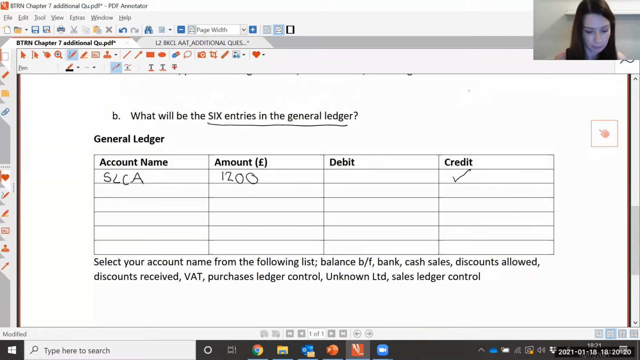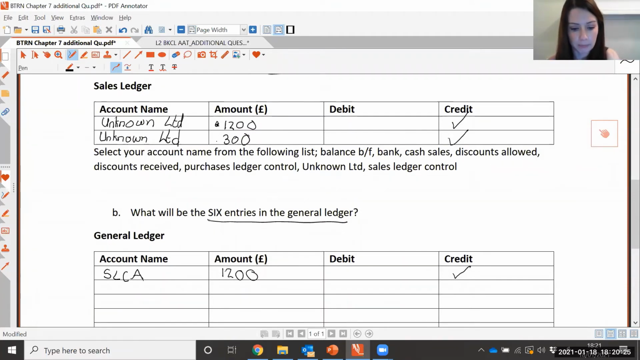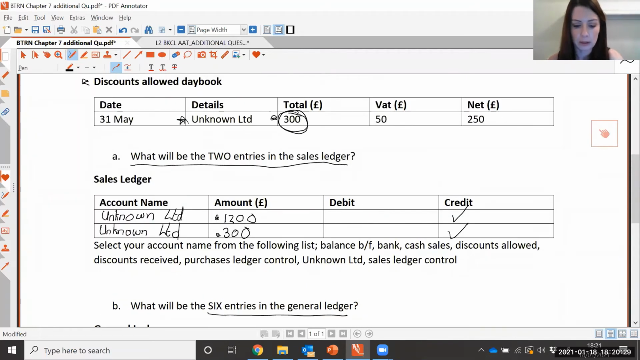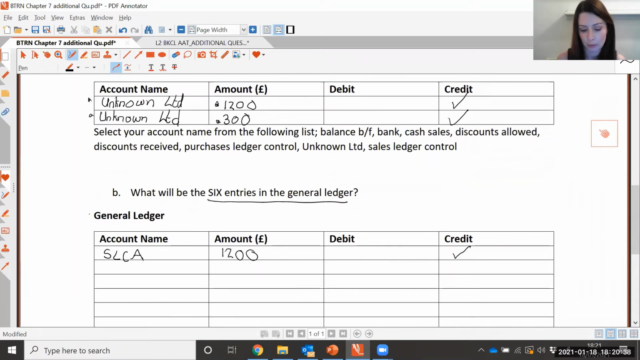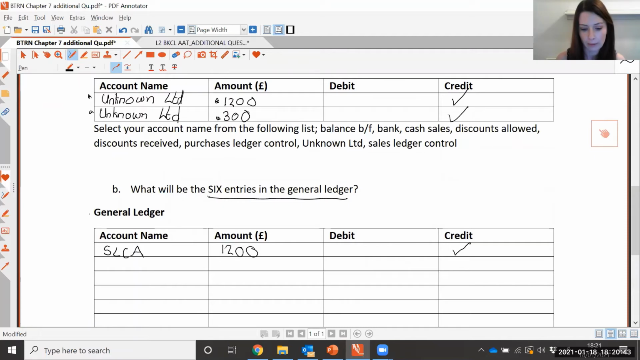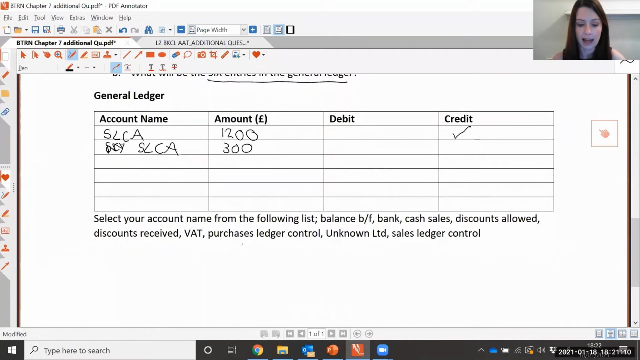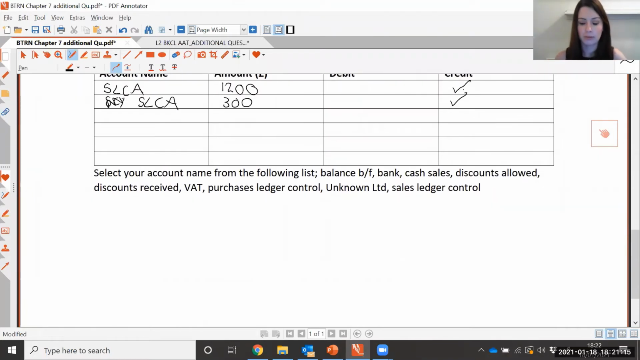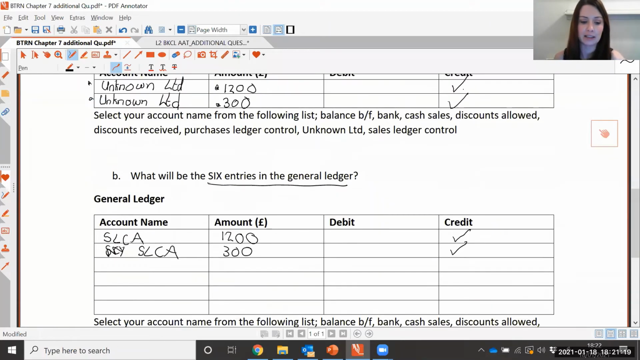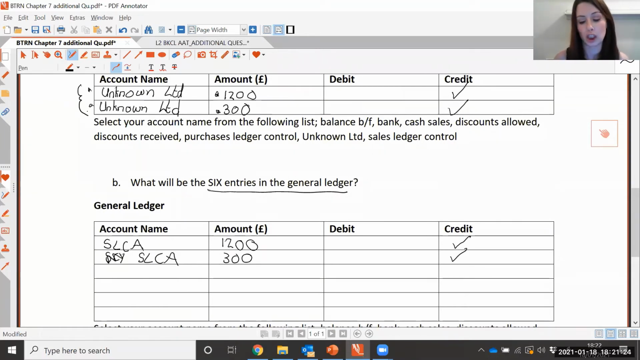Okay, so if we look back up, so again, we've dealt with this one, we now need to deal with this one. Again, it's an individual customer, so what account will be affected for that £300? Where will we put it? Not discounts allowed yet. It does need to go to discounts allowed, but where will the total amount go? Yes, Rachel. So the total, the gross amount, will go to the sales ledger control account. We'll look at the net amounts in a minute. And again, this will be a credit. Whatever happens in the subsidiary account will also happen in the control account.